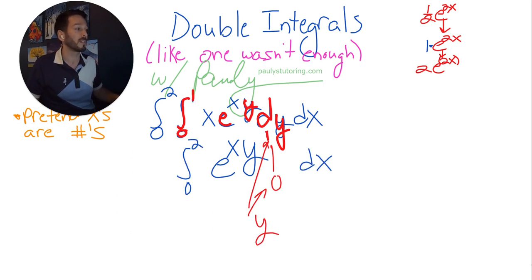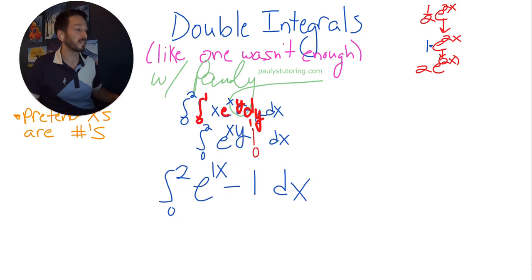The bounds are from 0 to 1, and they are y bounds. We're going to plug them in only for the y's, okay? So it's e to the 1x minus e to the 0. E to the 0 is 1.